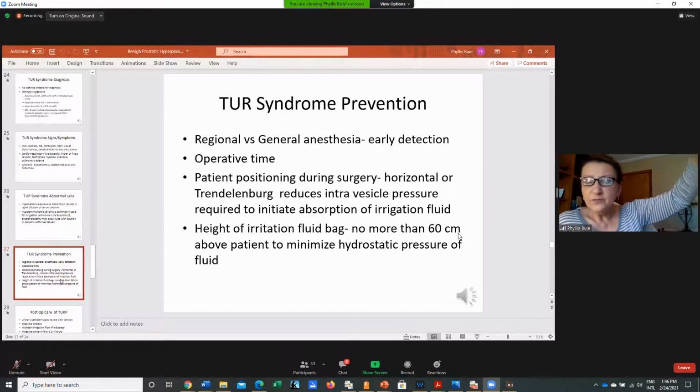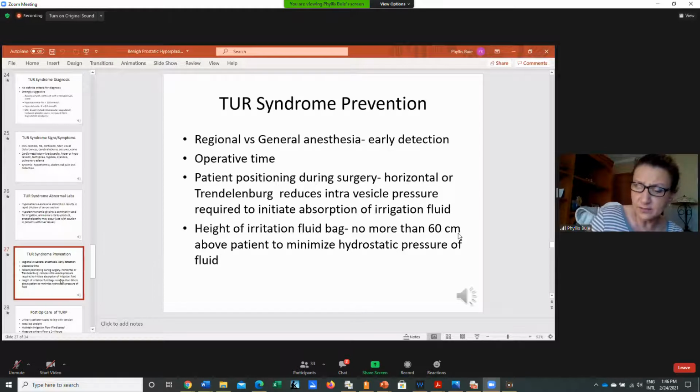So if you can keep it no more than 60 centimeters, then that's going to help with that force of gravity.